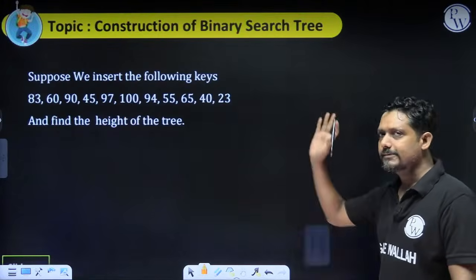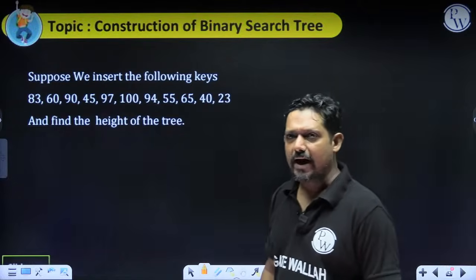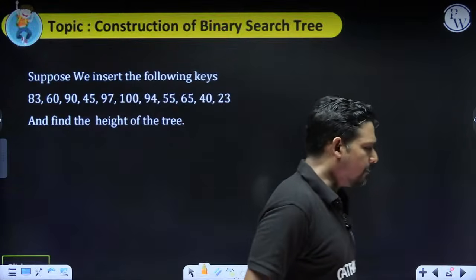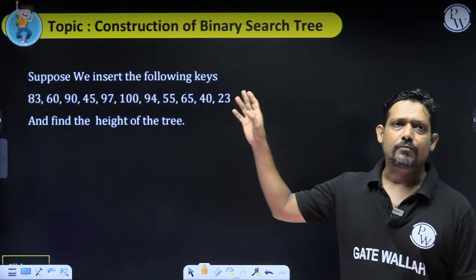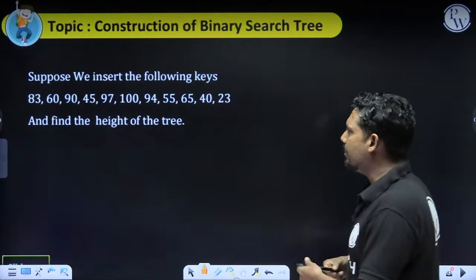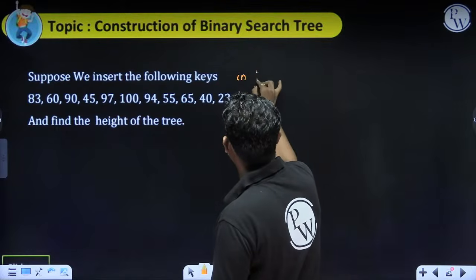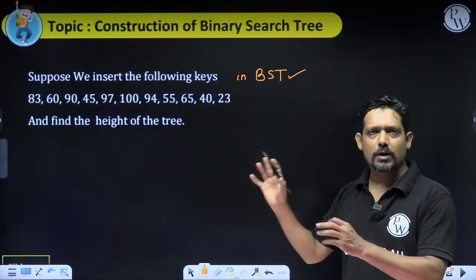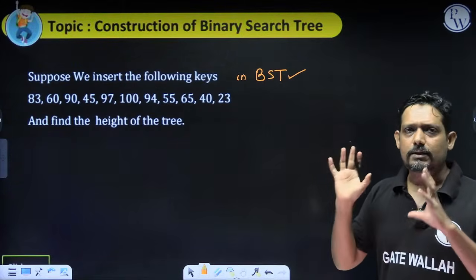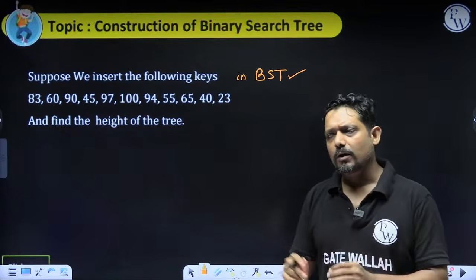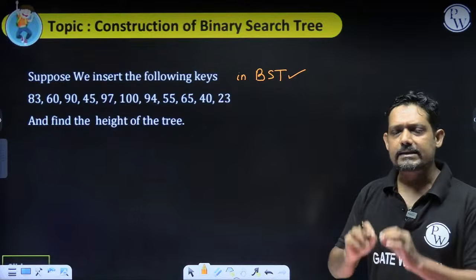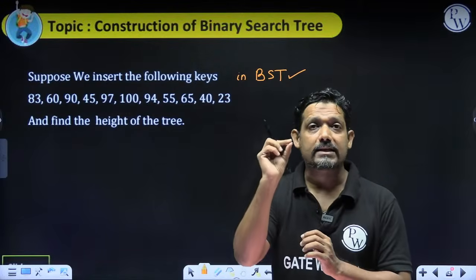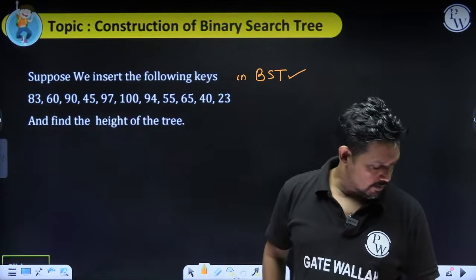Now let's go down to another question from this construction part: find the height of the tree. If you insert the following keys into an empty binary search tree one after another, tell me the height of the tree. Root is at height 0. What is height? Height is the maximum number of edges on a leaf to root path. The term is maximum. So tell me the height.